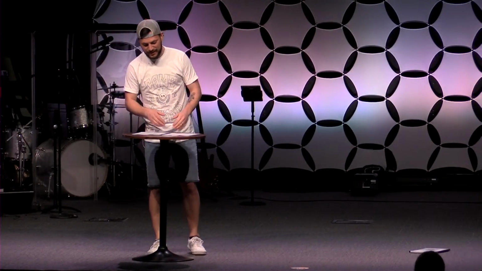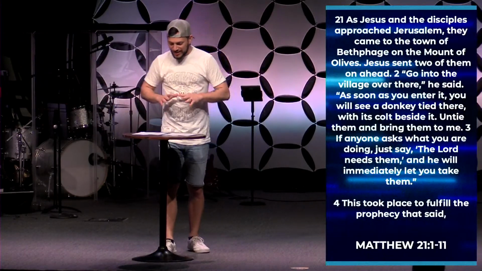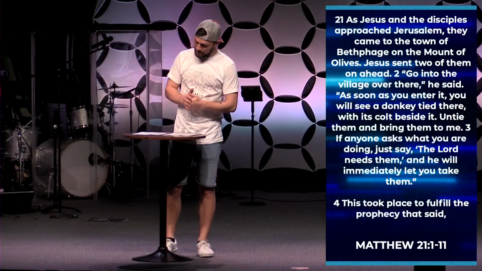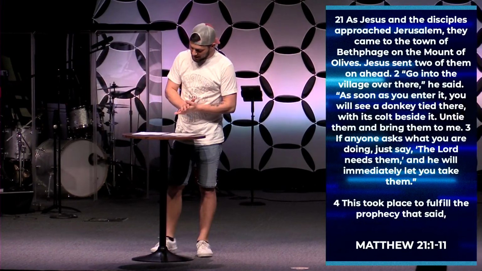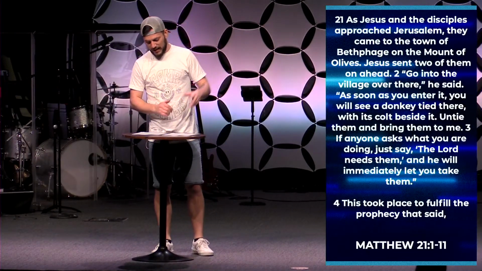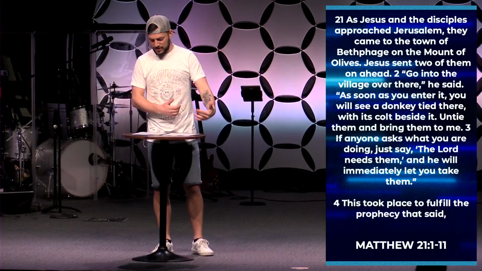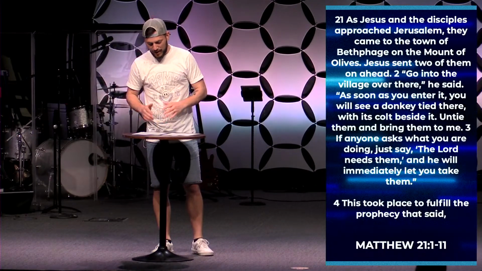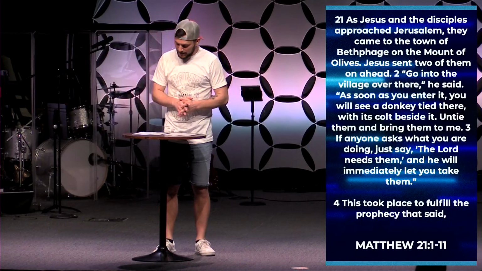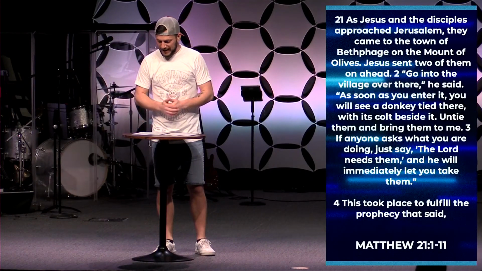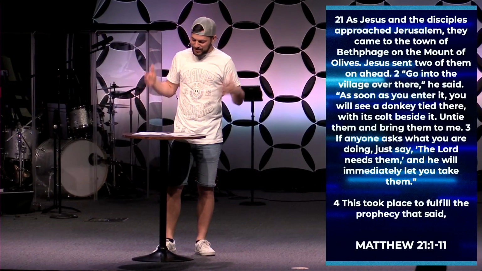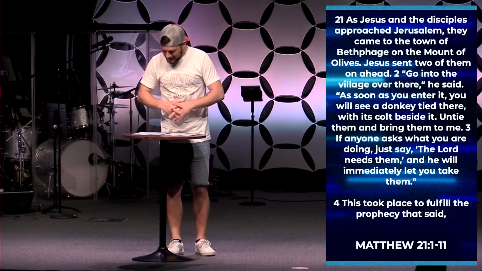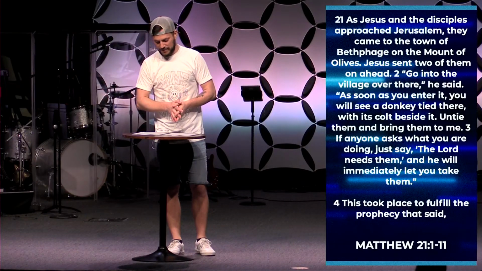We're going to read this together. It says this: As Jesus and the disciples approached Jerusalem, they came to the town of Bethphage on the Mount of Olives. Jesus sent two of them on ahead, and he said, go into the village over there. As soon as you enter it, you'll see a donkey tied there with its colt beside it. Untie them and bring them to me. If anyone asks what you're doing, just say, the Lord needs them, and he will immediately let you take them.